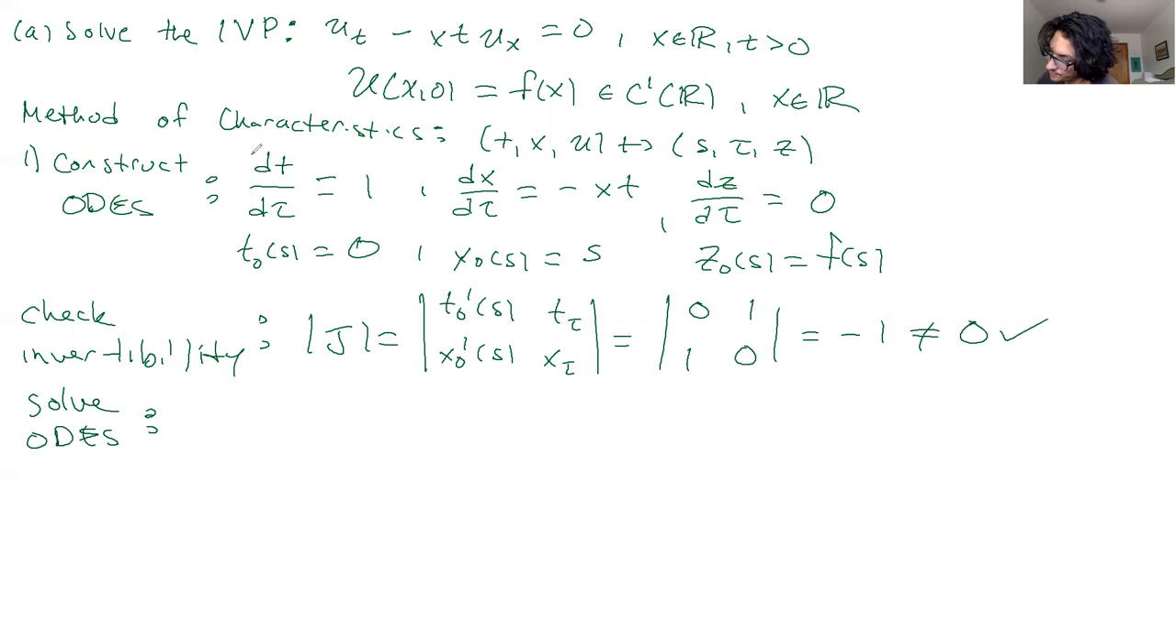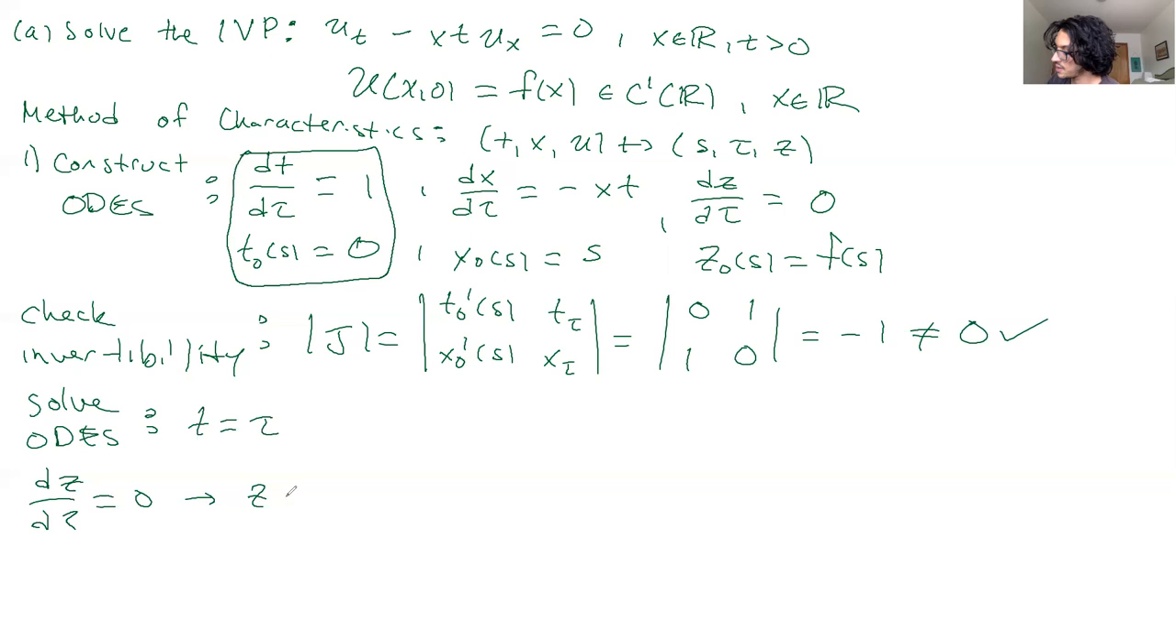Start with the easiest one, which is t, right? Integrating this up, I get tau. So just t equals tau, okay? Now, the next easiest one is just dz d tau. So I get dz d tau equals 0, right? So z is equal to just some function of s, and our initial condition tells us what that is. It's f of s. So z is f of s, okay?